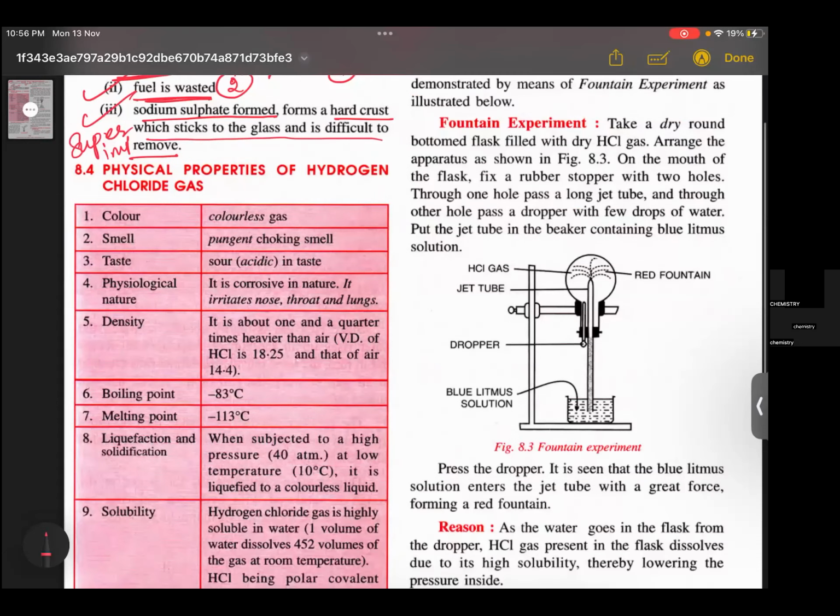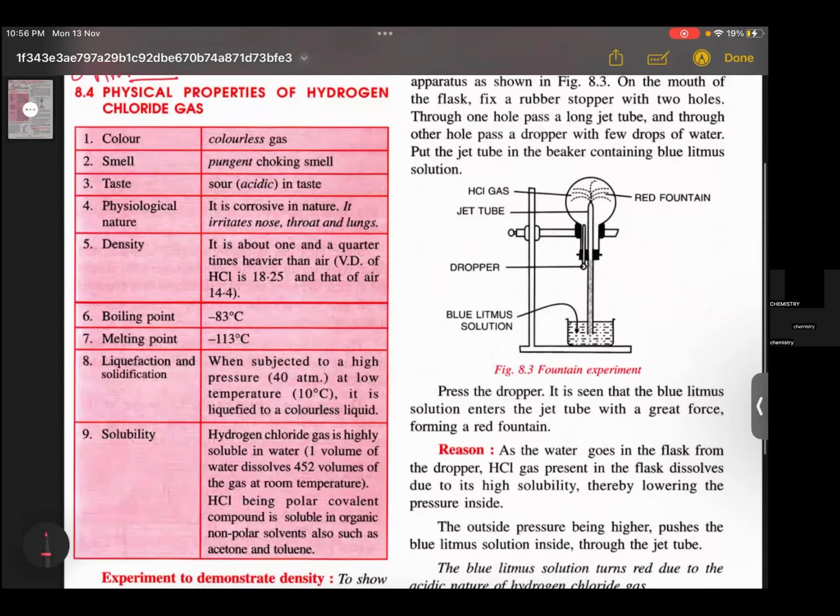Let's now move on to the physical properties of hydrogen chloride gas. It is a colorless gas. It has a pungent, choking smell. So when you're giving your observation or your test for hydrogen chloride gas, you have to mention its smell. You will say a colorless, pungent, choking smelling gas is observed, which gives dense white fumes with a glass rod dipped in HCl. And you can also mention its acidic nature. That is, it will turn blue litmus red, which we'll come across later.